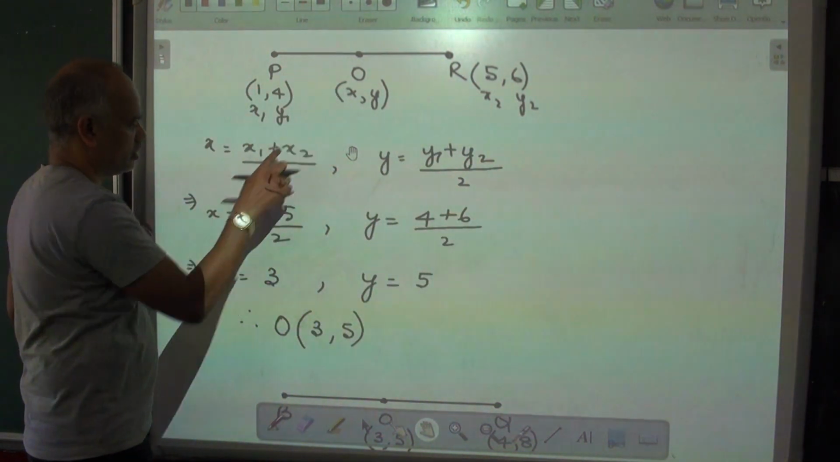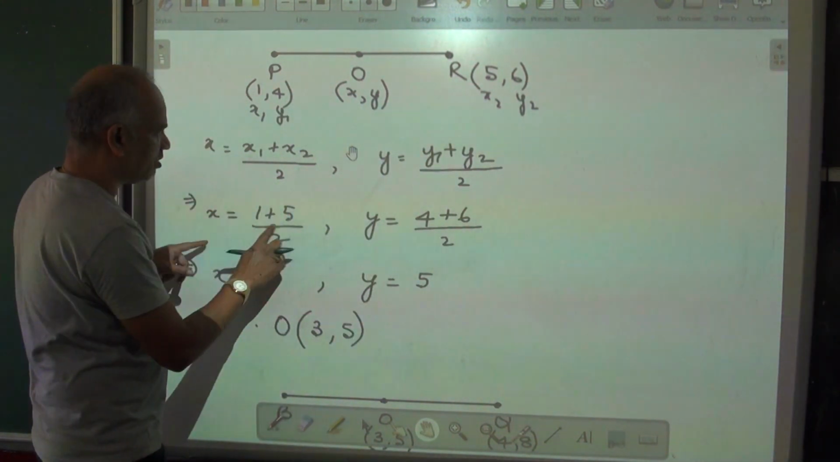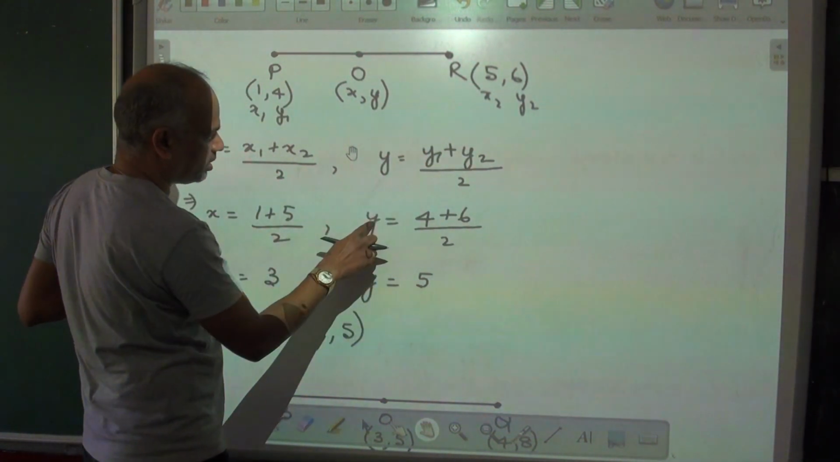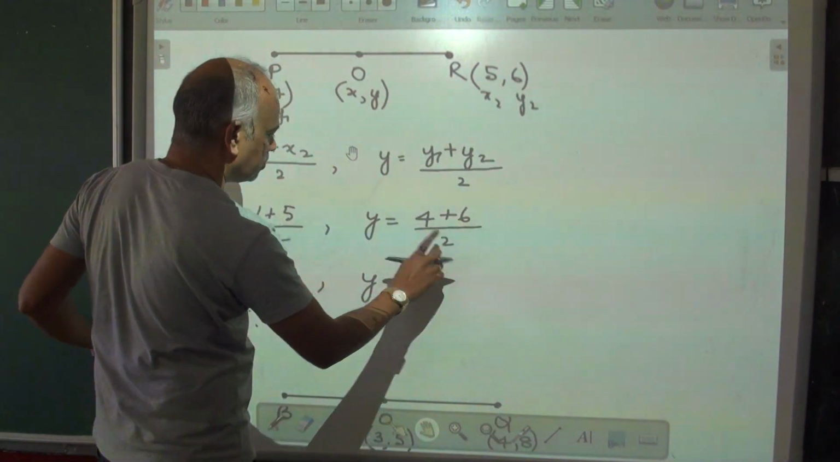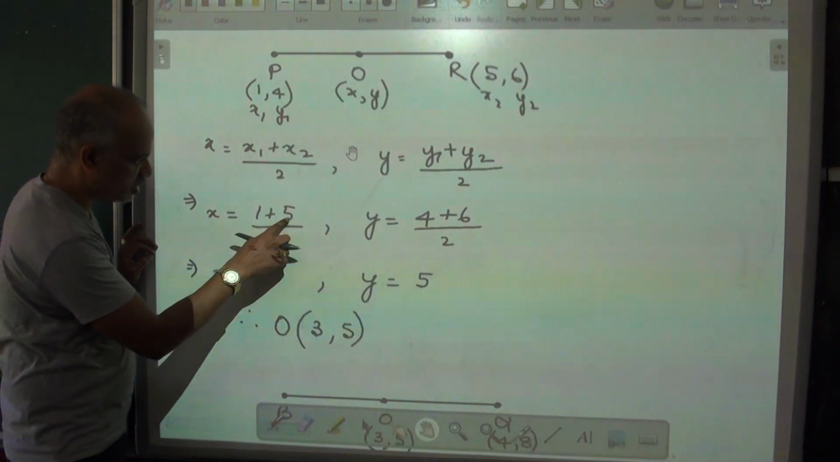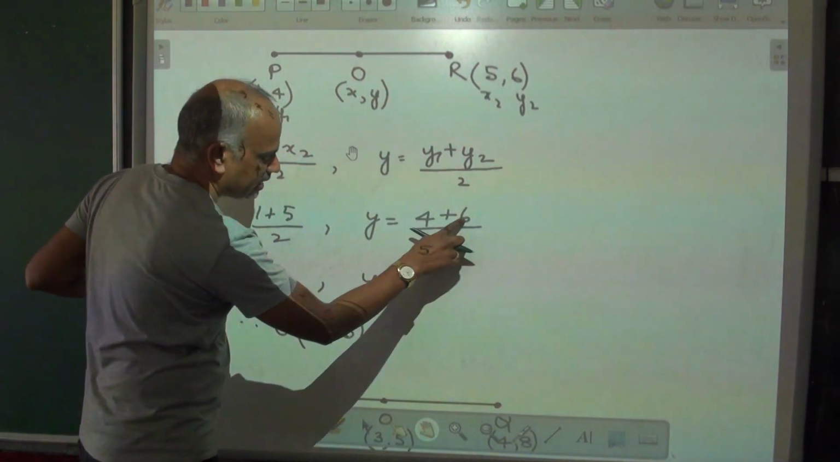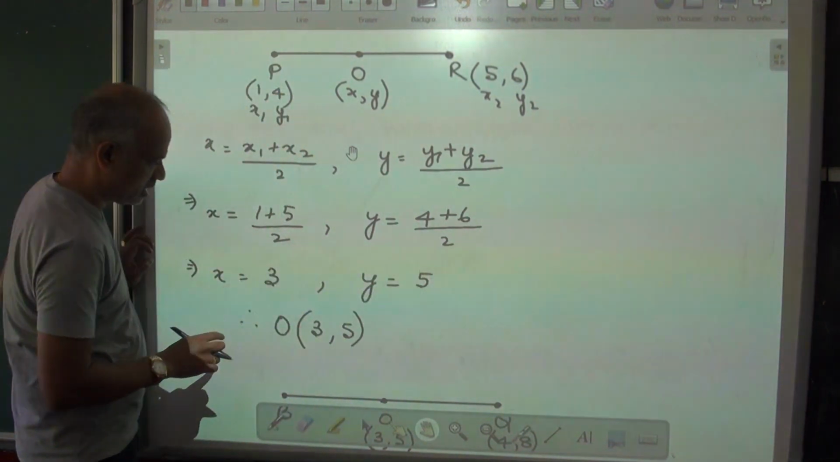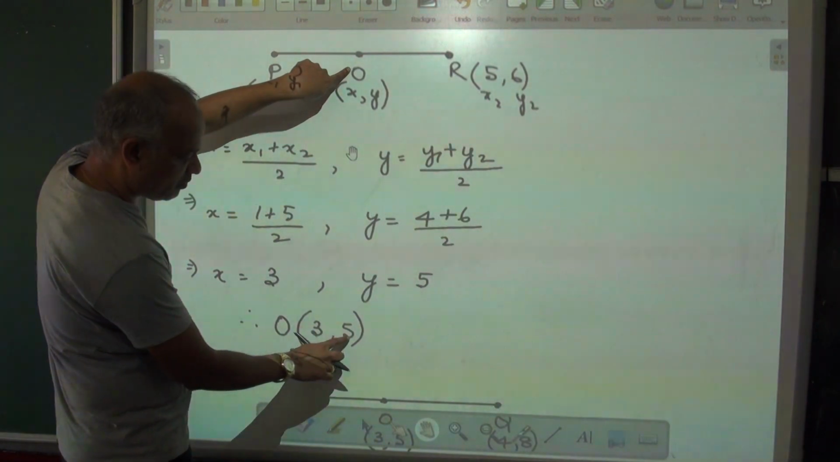X is equal to x1 is 1 plus x2 is 5, divided by 2. Y is equal to y1 is 4, y2 is 6, divided by 2. So, x is equal to 6 by 2, which will give you 3. Y is equal to 10 divided by 2, that's 5. Therefore, you found O. O's coordinates are 3, 5.